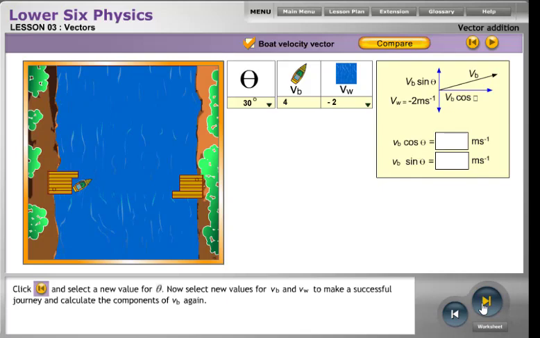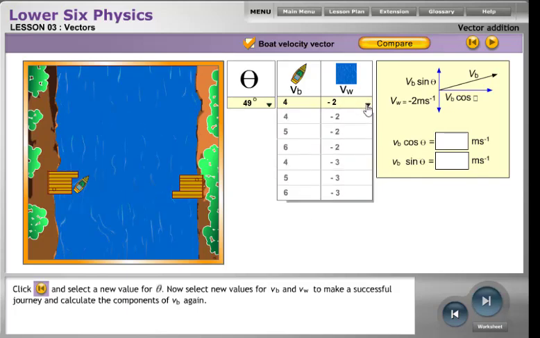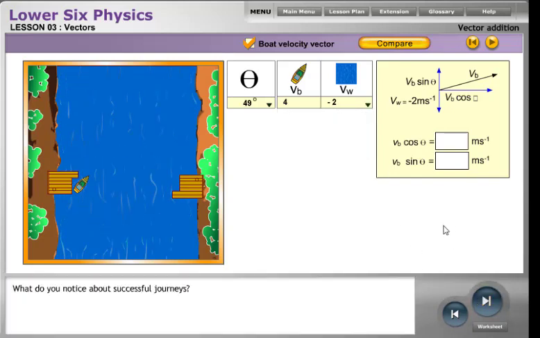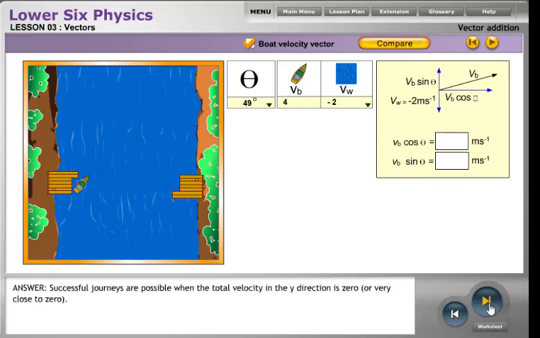Click Reset button and select a new value for theta. Now select new values for Vb and Vw to make a successful journey and calculate the components of Vb again. What do you notice about successful journeys? Answer: successful journeys are possible when the total velocity in the y direction is 0 or very close to 0.